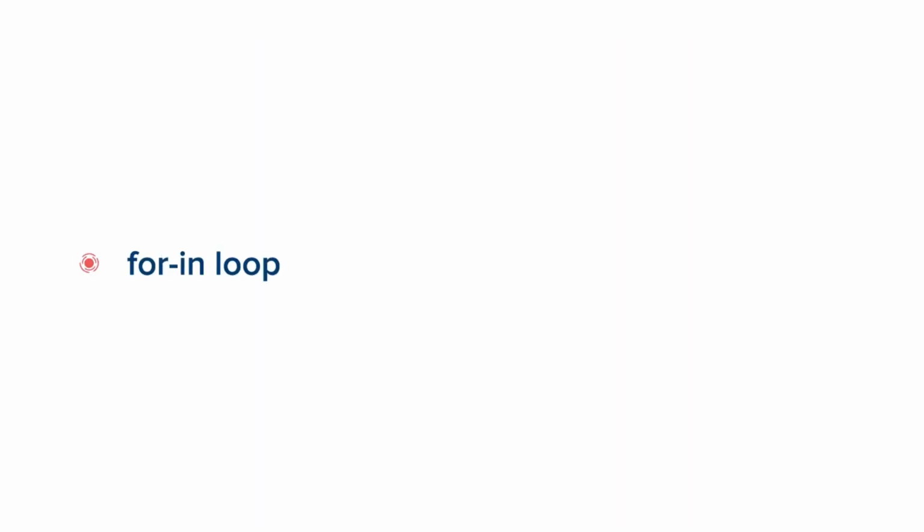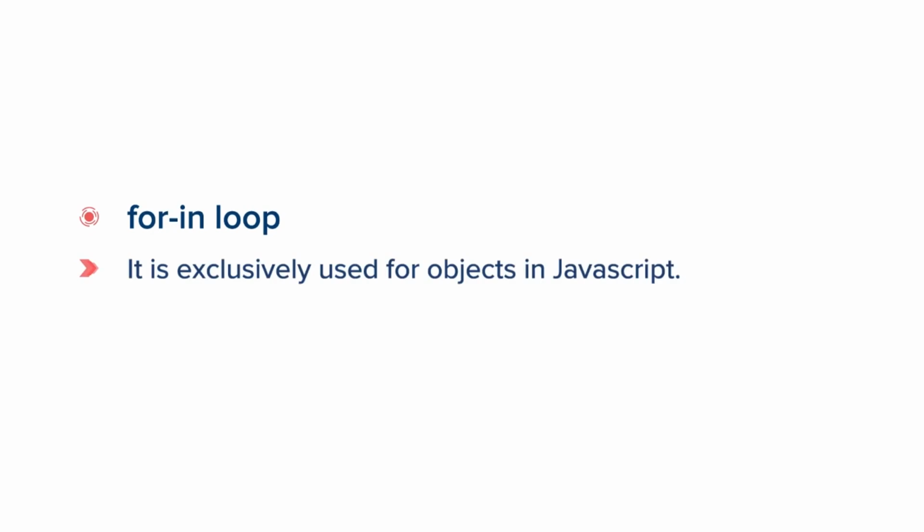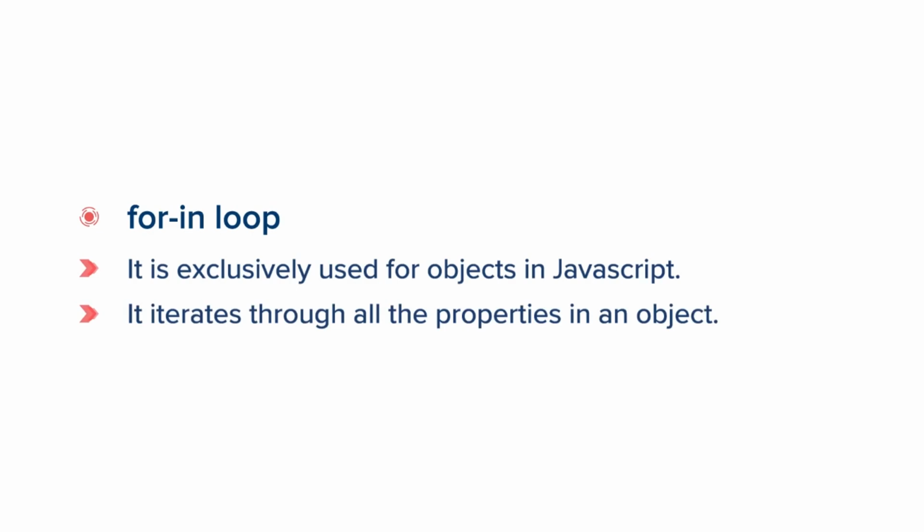Lastly, in this video, we will go through the for in loop, which we have already discussed in the loops topic of this module. The reason why we are discussing it again is because objects are exclusively used in JavaScript, and they iterate through all the properties in an object. So let's revise them again using the car example.